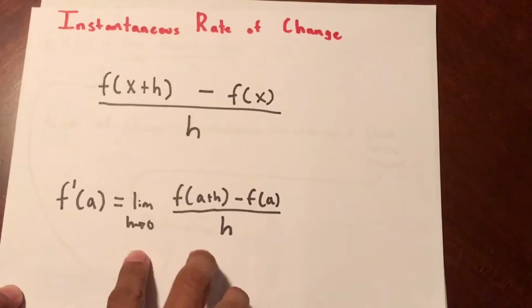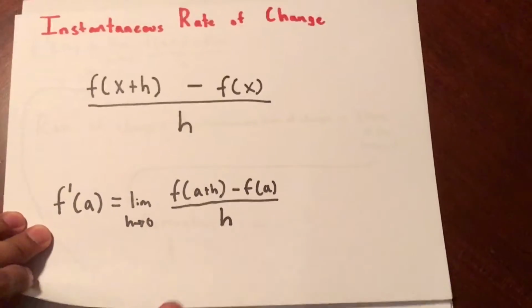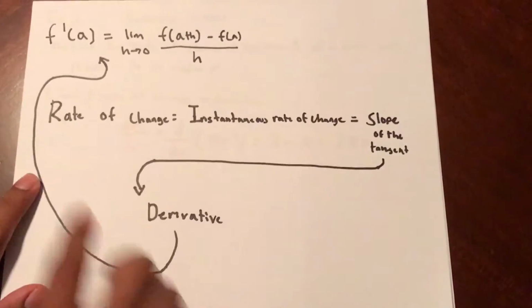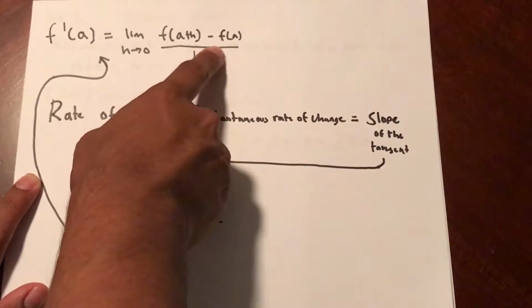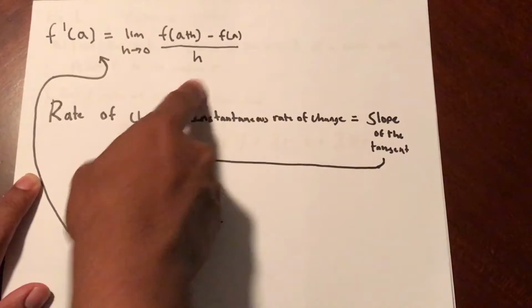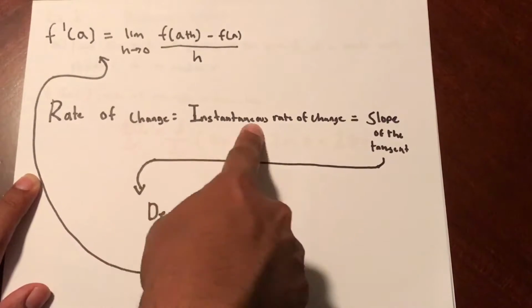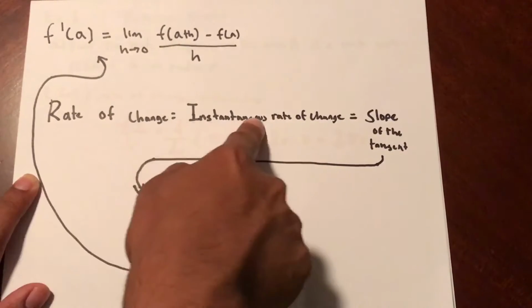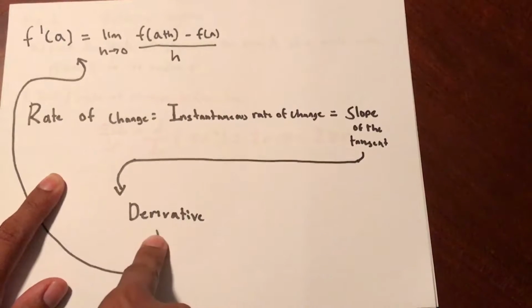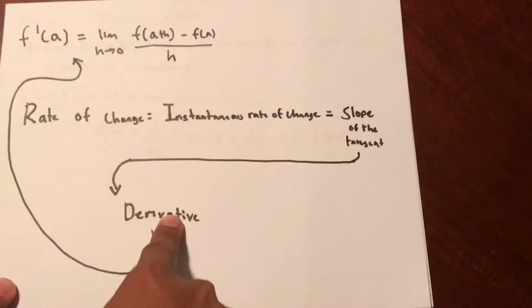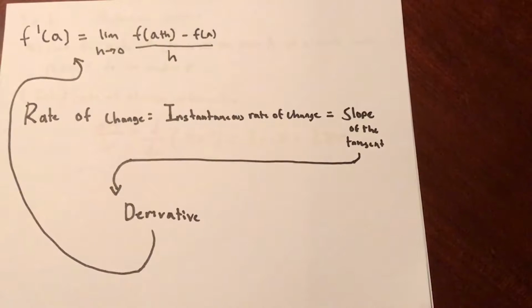I know this seems a bit long and frustrating, but this is actually really simple to use. So if we go to our next page, f prime of a is equal to the limit as h approaches 0 of f of a plus h subtracted by f of a over h, which is basically the same as the rate of change, which is also the same as the instantaneous rate of change, and is also equal to the slope of the tangent, which is also equal to the derivative. So f prime of a is basically equal to the derivative, which makes things a whole lot simpler if you just break it down like that.